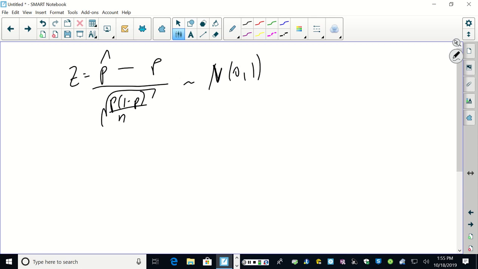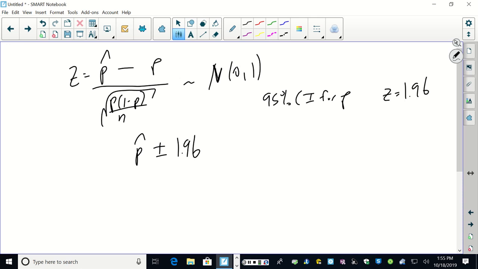And so kind of following that logic, we can take p hat plus or minus a certain number of standard errors, and that would be a confidence interval analogous to the other ones that we have, right? So there's a p hat plus or minus 1.96. So if we want to do a 95% confidence interval for p, we have this 1.96 as a cutoff.